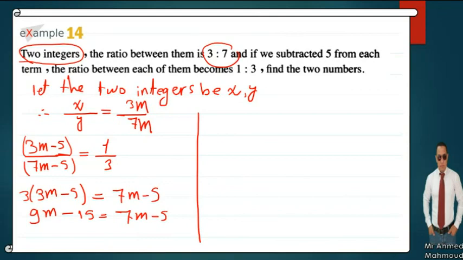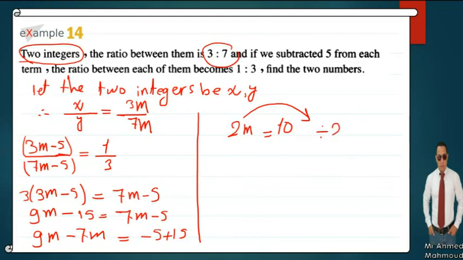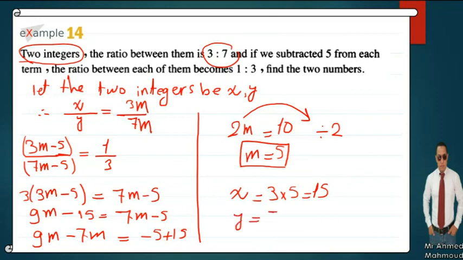I will send 7m here and negative 15 to the right side. Then 9m minus 7m equals negative 5 plus 15. Then 2m equals 10. By sending 2 to the right side, divided by 2, m equals 5. Now x, the first number, equals 3 times 5 equals 15, because x equals 3m, and y, the second number, equals 7 times 5 equals 35.